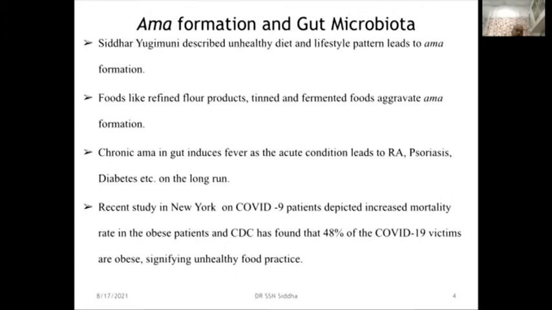autoimmune disease in adulthood. So acknowledging that principles, recent studies in New York done by the CDC people in COVID-19 victims, they found 48% of the mortality were in obese category. So that signifies the unhealthy food habits which facilitate the ama formation, and that leads to the mortality and the morbidity when treating the obese patient, especially in the COVID pandemic.